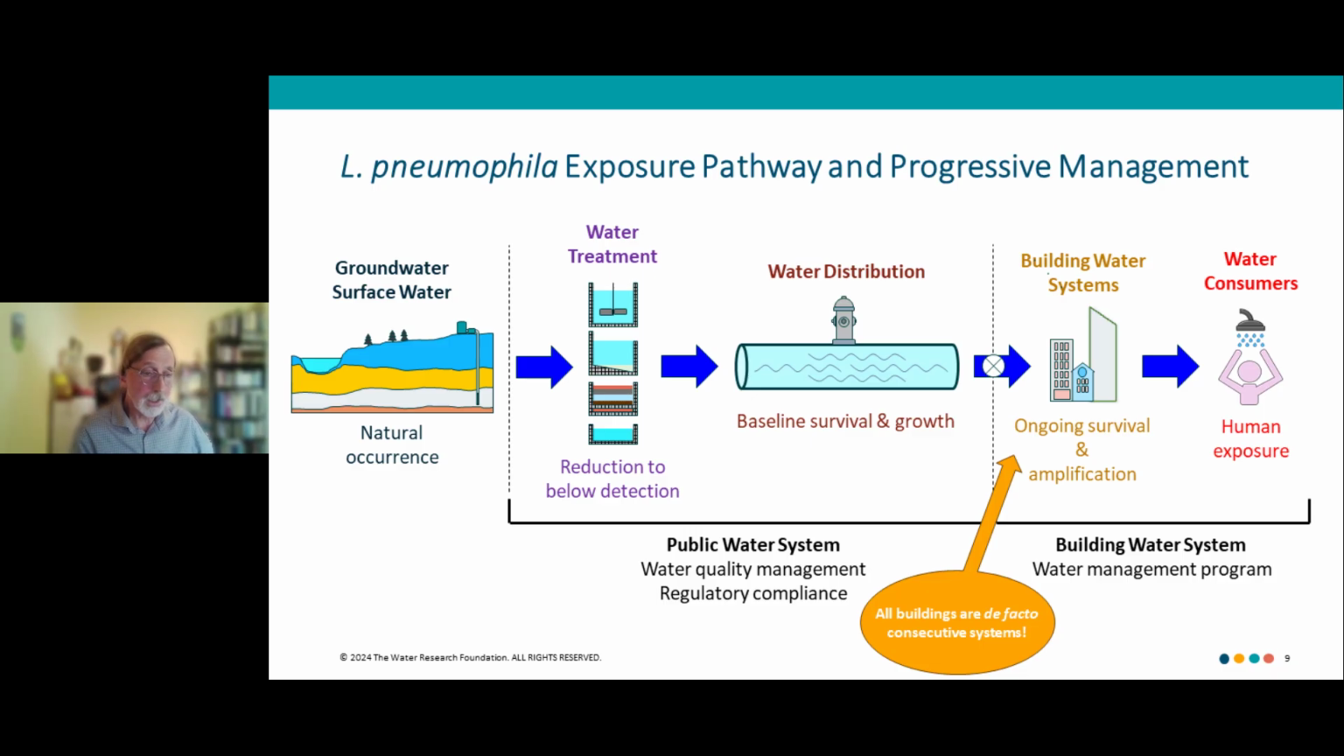You can see that the utilities right now, they have water quality management, regulatory compliance, but there are things that utilities can do to improve conditions in building systems, but there is a limit to what they can do. On the building side, water management programs are increasingly being developed and applied, and between those two elements, that's how Legionella risk is going to be managed. And there needs to be some education component too, and research such as the Research Foundation has supported.